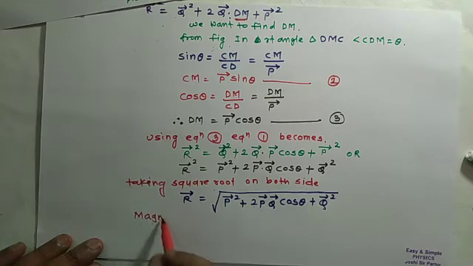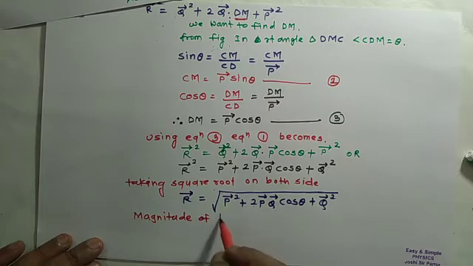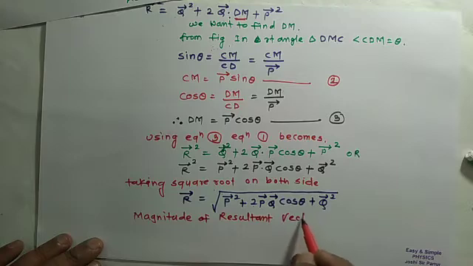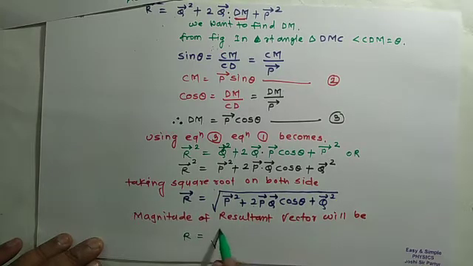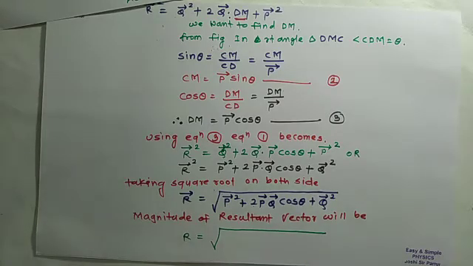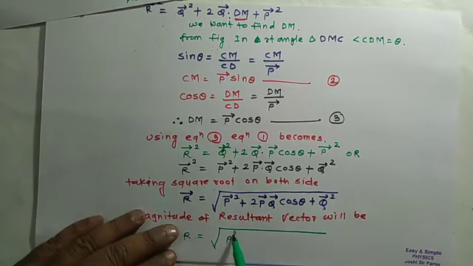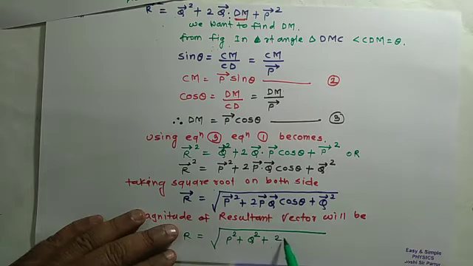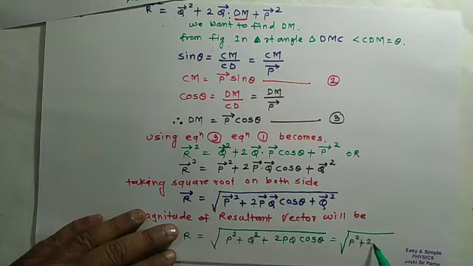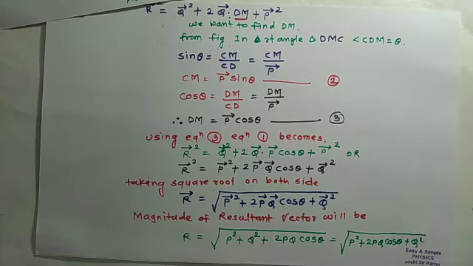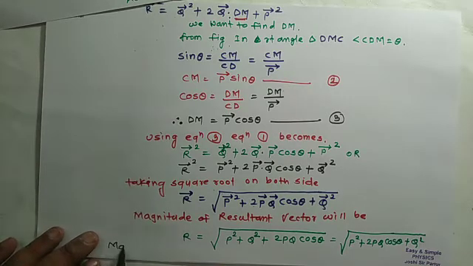So the magnitude of the resultant vector will be r is equal to square root of p square plus q square plus 2pq cos theta, or r is equal to square root of p square plus 2pq cos theta plus q square, and this will be represented as the magnitude of the resultant vector.